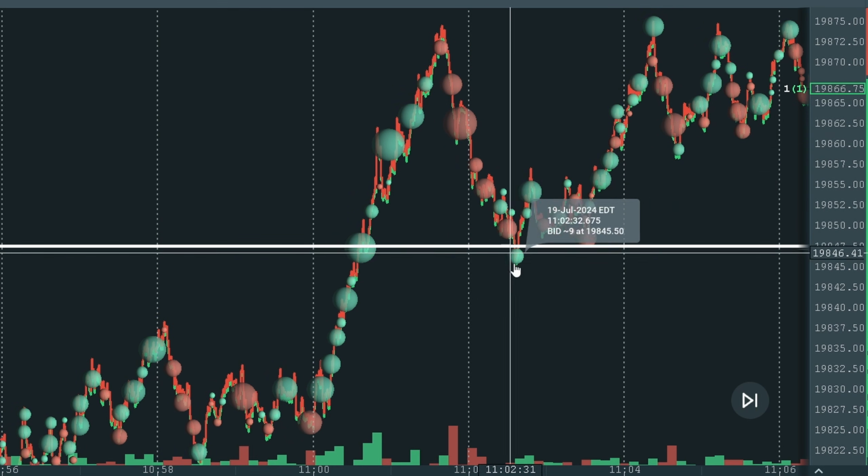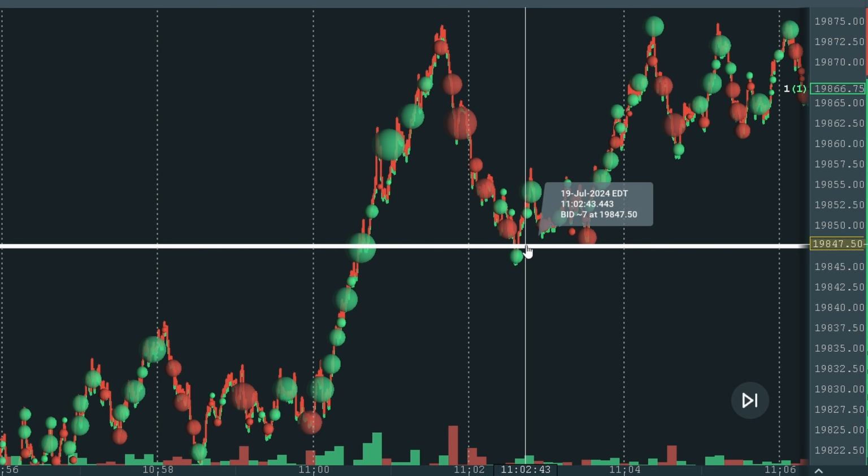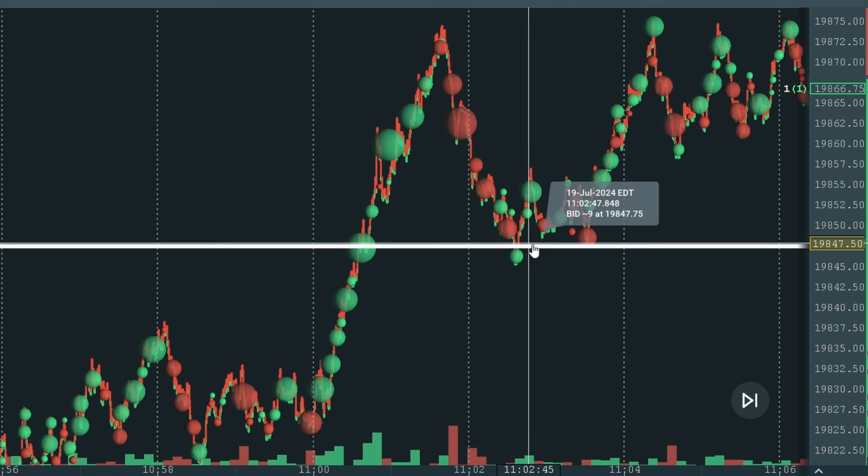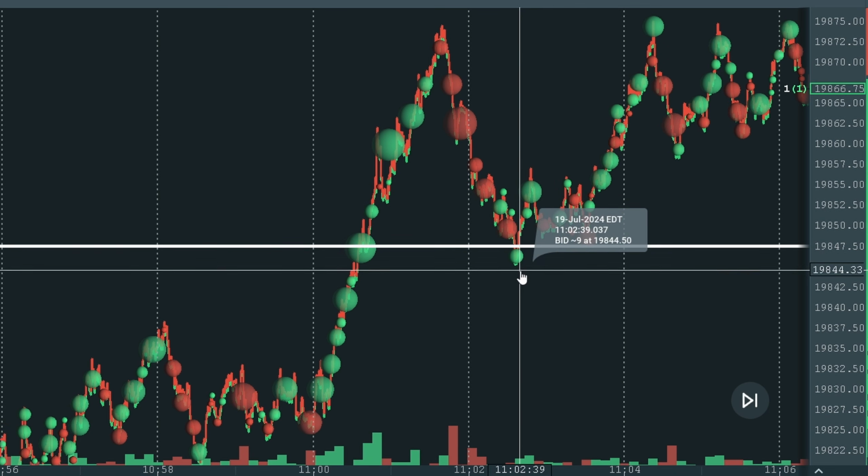And what do we get? This nice little bubble right below value area low. So then as soon as we start coming back up above it, we're going to say 19,847.50 with a stop loss at 19,845. And we're going to say we give this roughly a 3-point stop loss, which will put us below the low.